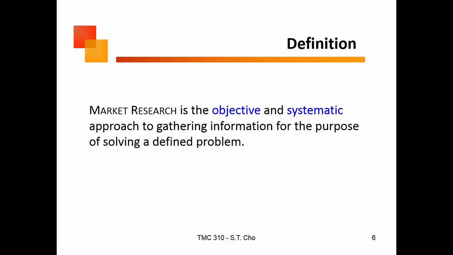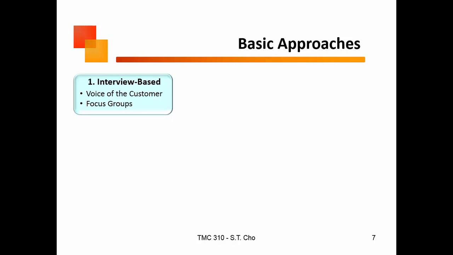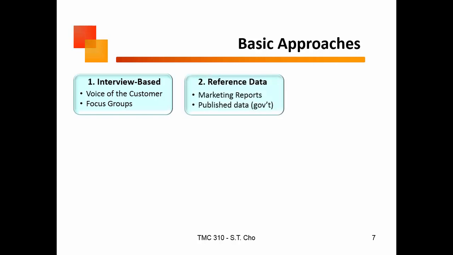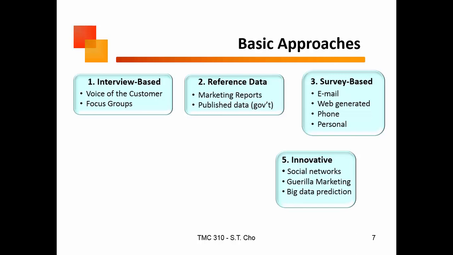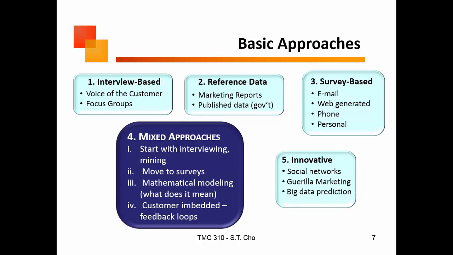And so market research is an objective and systematic approach to gathering information. And so here are the basic approaches of how you get marketing data. You could do it by interviews. You can use reference data, meaning the data might already be out there, like, for example, if I want to know how many women there are in the United States or something like that. You can use surveys. You can get innovative, and that's using web tools, whether it's social networks, guerrilla marketing, which we'll talk about later, or big data algorithms.